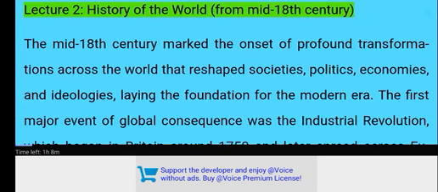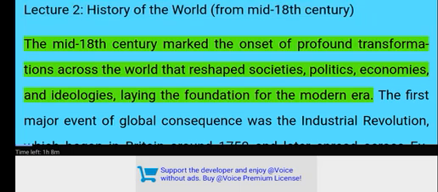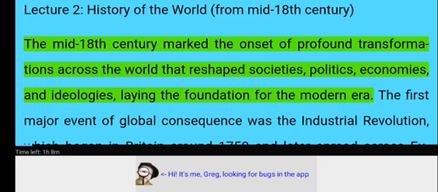Lecture 2, History of the World from Mid-18th Century. The mid-18th century marked the onset of profound transformations across the world that reshaped societies, politics, economies, and ideologies, laying the foundation for the modern era.